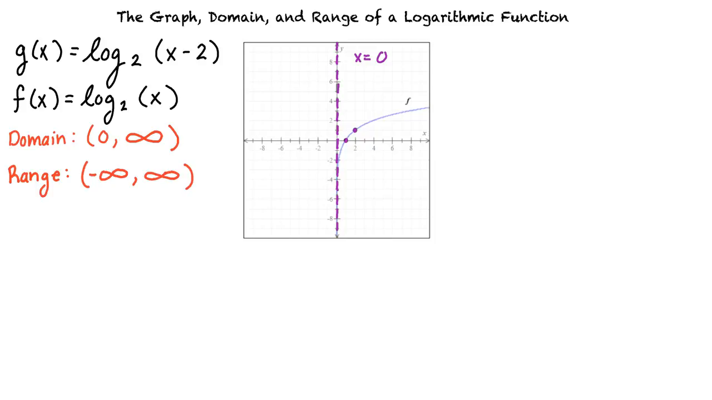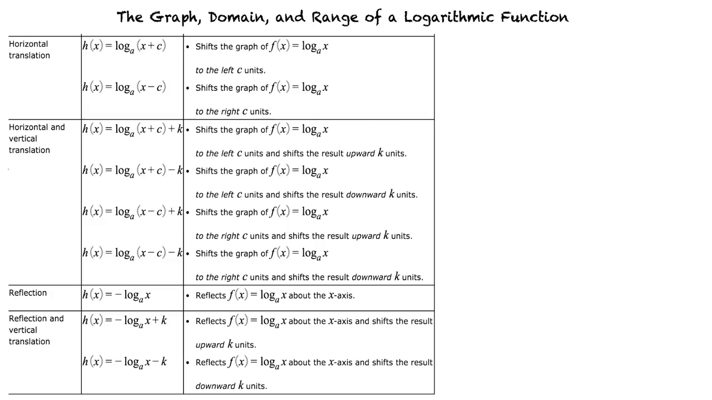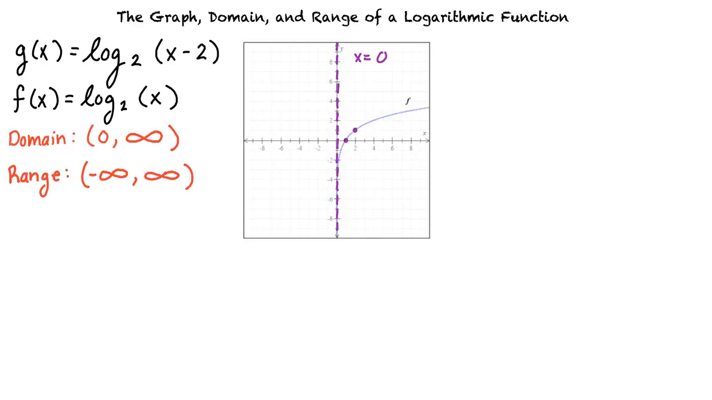Now that we know the graph for the function f of x equals log base 2 of x, are we going to transform it to find out what the graph for g of x equals log base 2 of x minus 2 will look like? Absolutely. Remember, when something is added or subtracted to the x inside of the parentheses, it results in a horizontal shift of the graph of the function. In our case, 2 is subtracted from x, meaning the entire graph will shift 2 units to the right.